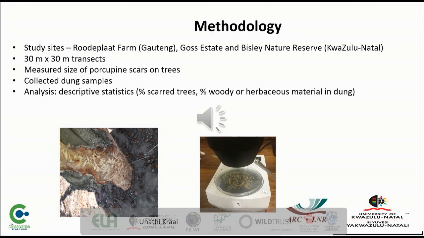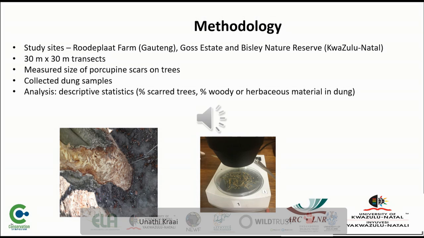The study was conducted in 3 different sites, that is Gauteng and KwaZulu-Natal. 30 by 30 meter transects were laid, and in those transects the impacted trees were identified per site. The scar measurements were taken, and these comprised the height as well as the width.